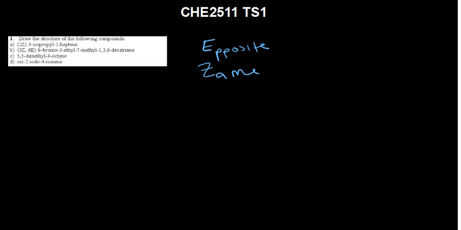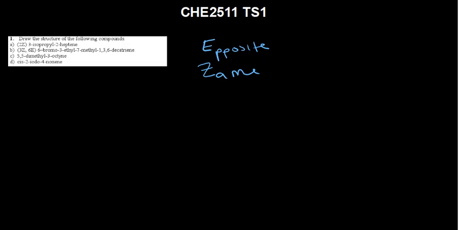So for example, draw the structure of the following compounds, and A is 2Z-3-isopropyl-2-heptene. Whenever you're drawing a structure, you first start with the parent. You have to identify your parent chain and the substituents. And by the way, E and Z are for double bonds. We use them for double bonds.